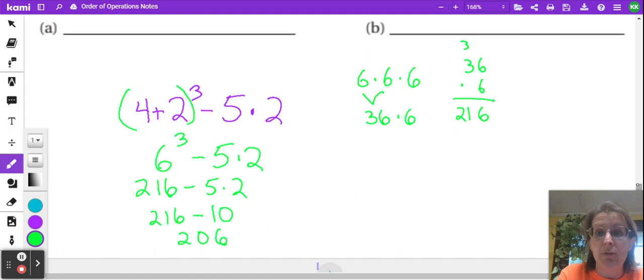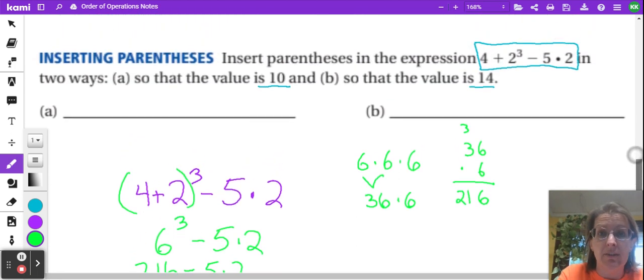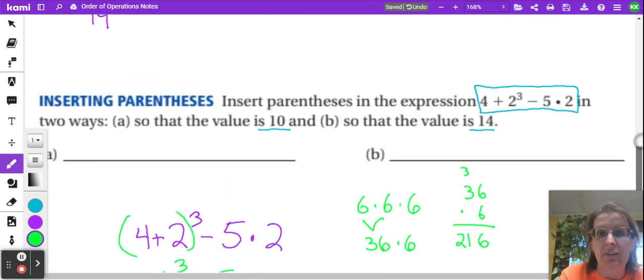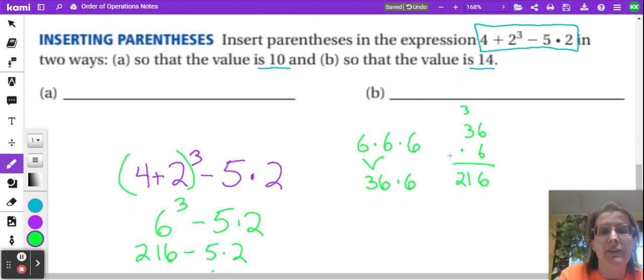Remember that you can put more than 2 terms in parentheses at a time. So you could have put the whole thing in parentheses, though that's not going to help you very much. Hint, hint. And give it your best shot. See if you can find where to put the parentheses to get a value of 10 and a value of 14.